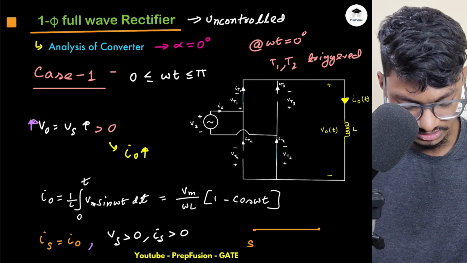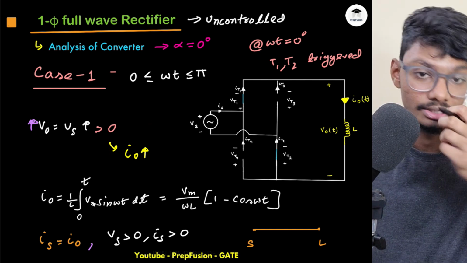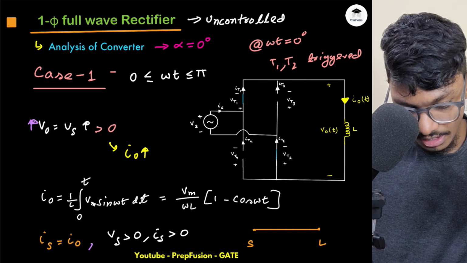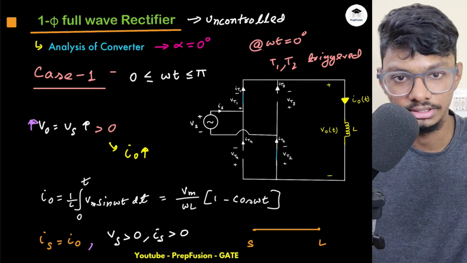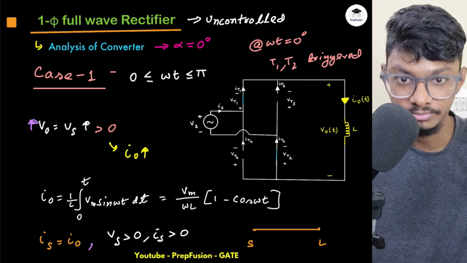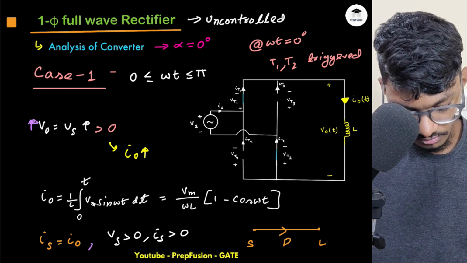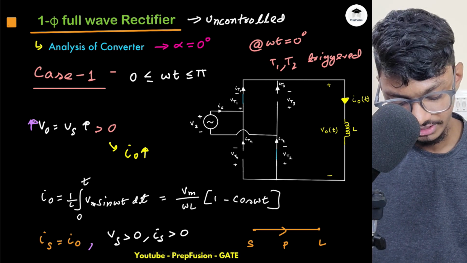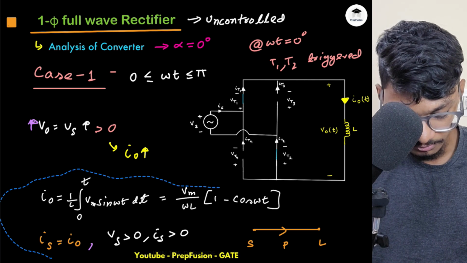This time my inductor is getting energized. Why? Because IO is increasing. Since my inductor voltage is positive, it equals L di by dt, so the slope of the current is positive, and hence current is increasing. So power flows from source to load. This time the load is only an inductor. And at omega t equals pi, I will get the maximum value, because after that my voltage will be negative.